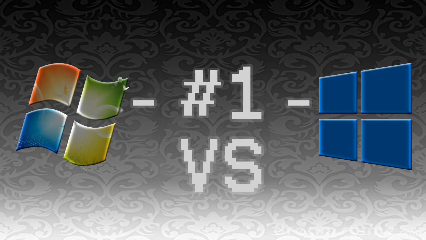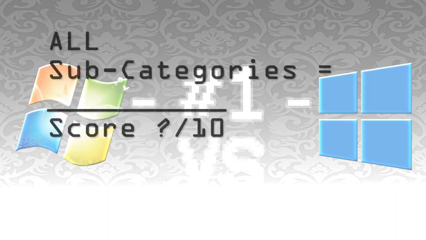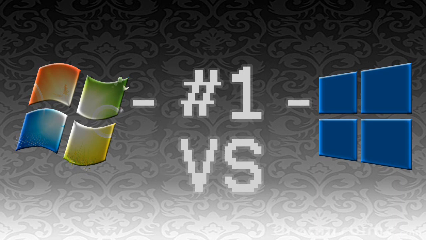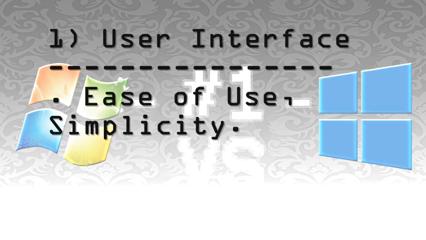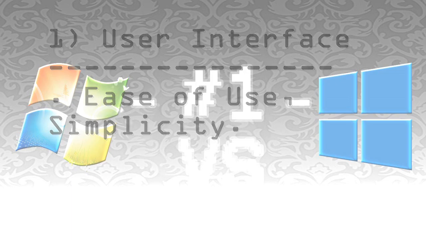So next up we have the subcategories. Now all the subcategories together are going to be rated with a score out of 10. So basically there is a score out of 10 for these subcategories. So the first one, for user interface, the subcategory there is ease of use, simplicity. Now this is basically how easy the software is to use, how user-friendly it is to beginners, and does it catch the eye very quickly.